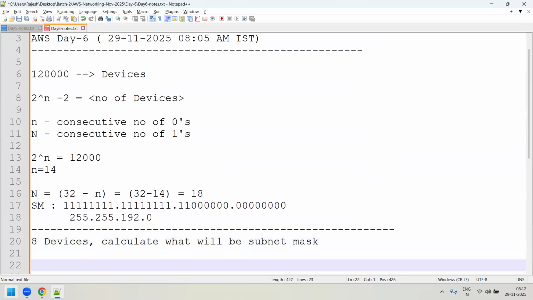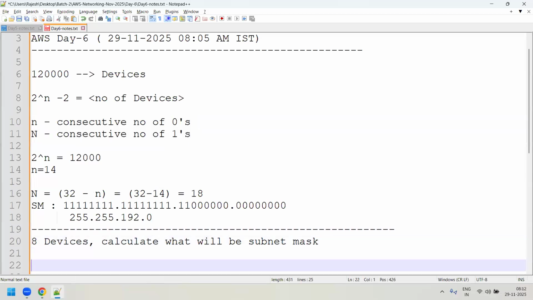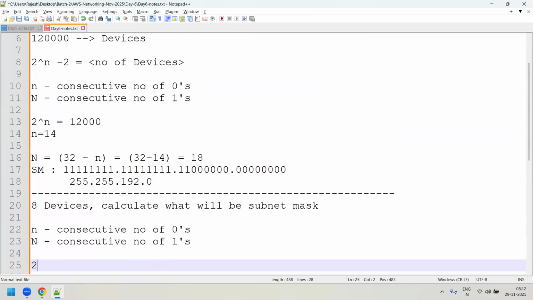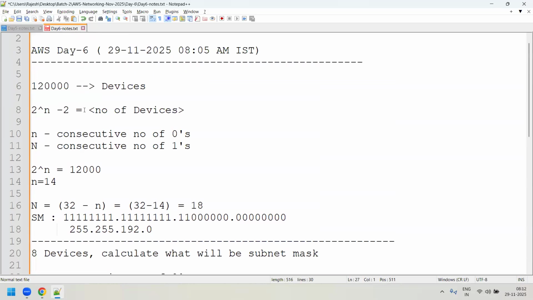Here you know very well that small n is the number of consecutive zeros and capital N is the number of consecutive ones. We know this formula: 2 to the power of n minus 2 is equal to the number of devices you can connect. Earlier, the number of devices was so big that we were discarding this minus 2, so we did not consider it.